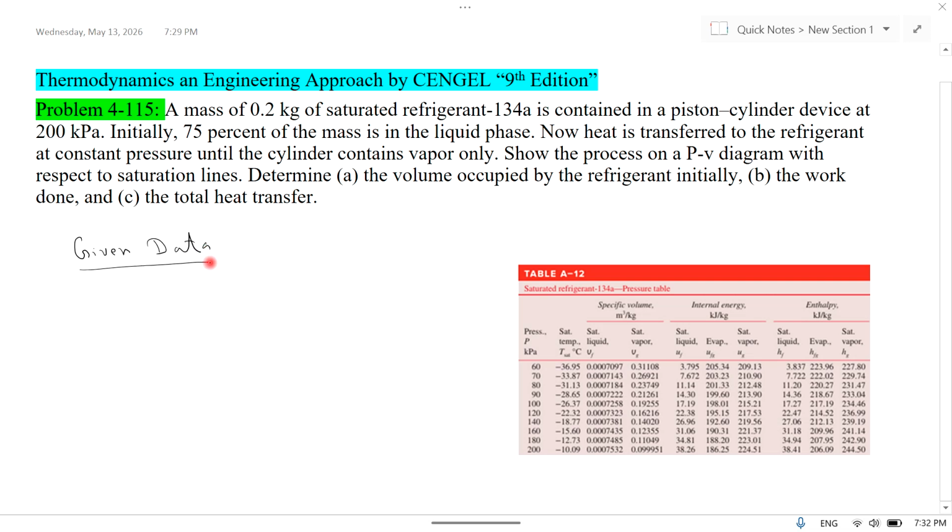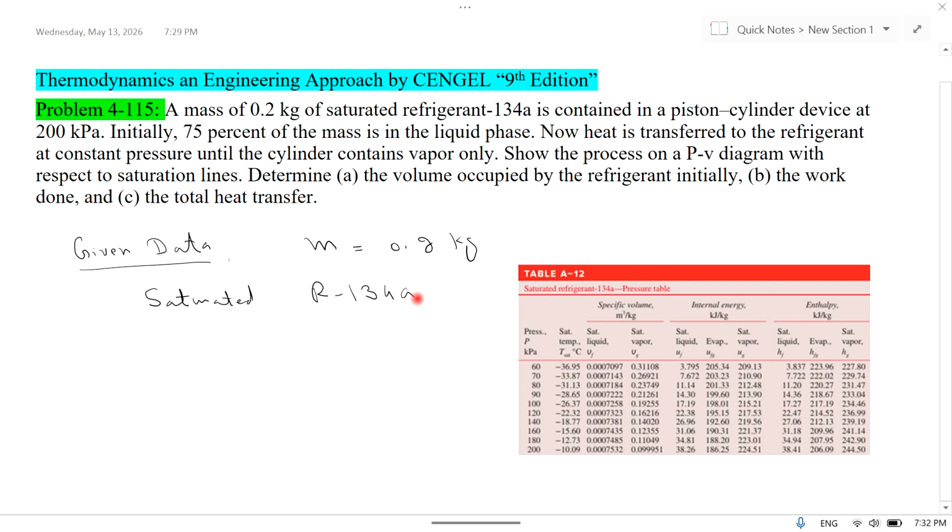So, the statement of the problem is a mass of 0.2 kilogram. Mass is given to us as 0.2 kg of saturated refrigerant 134a is contained in a piston cylinder device. So the refrigerant is saturated. Saturated means that this is from the saturated liquid line to the saturated vapor line.